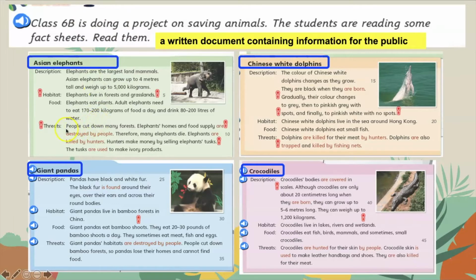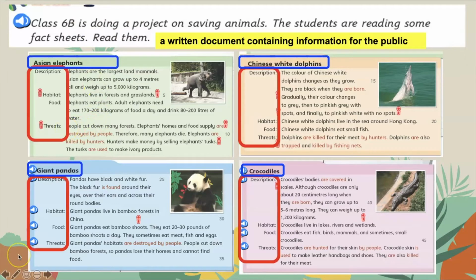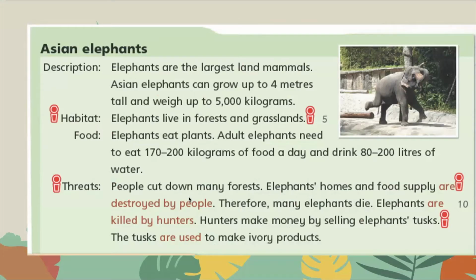What else do we have on the fact sheets? Yes, we have subheadings. The subheadings tell us what the small parts are about. And we always have pictures on fact sheets, which give the readers a better understanding of what they are reading. So, let's look at one of the fact sheets.